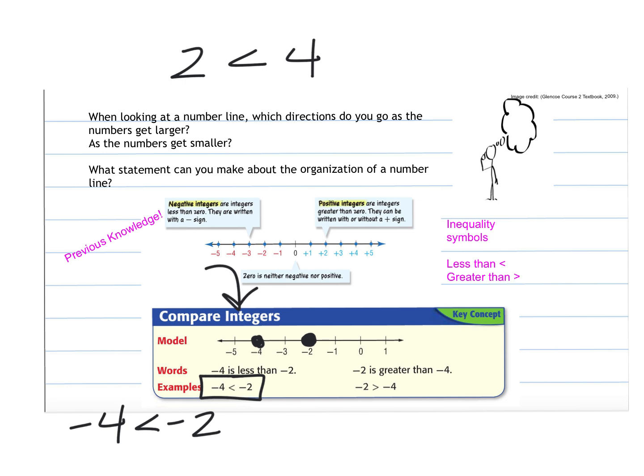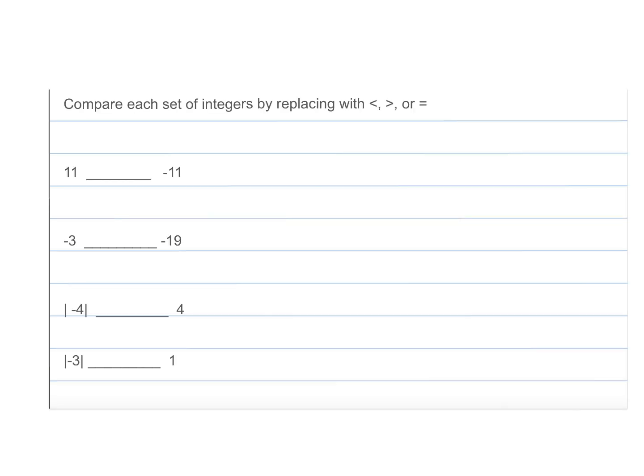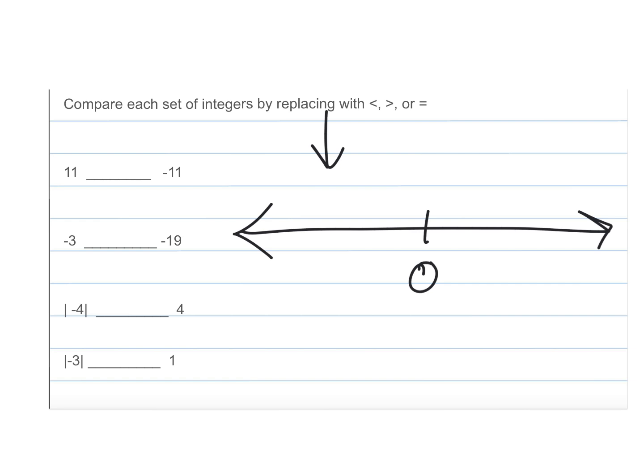And make sure that you write the less than and greater than symbols correctly. So let's compare each set of integers by replacing it with less than, greater than, or equal. So 11 and negative 11. Right away we know, if we have an imaginary number line with 0 here, that negative 11 is going to be over here, and 11 is going to be over here, so right away I know that 11 is greater than negative 11. I also know that a positive number instantly is greater than a negative number.